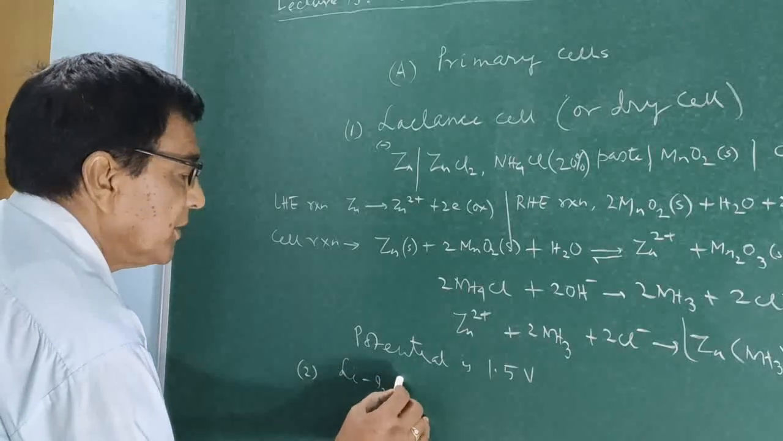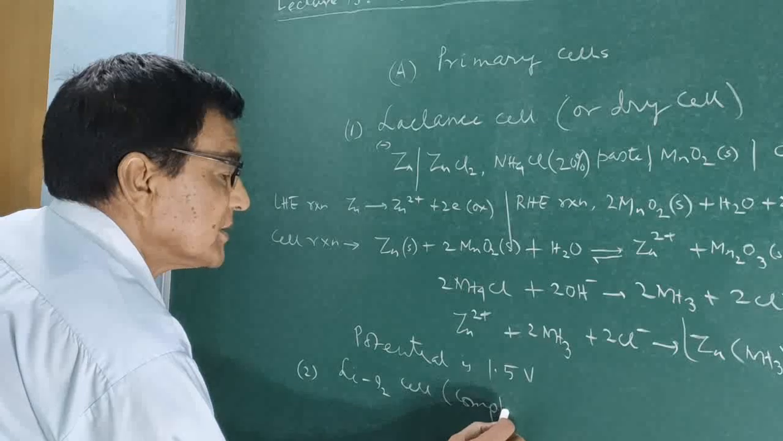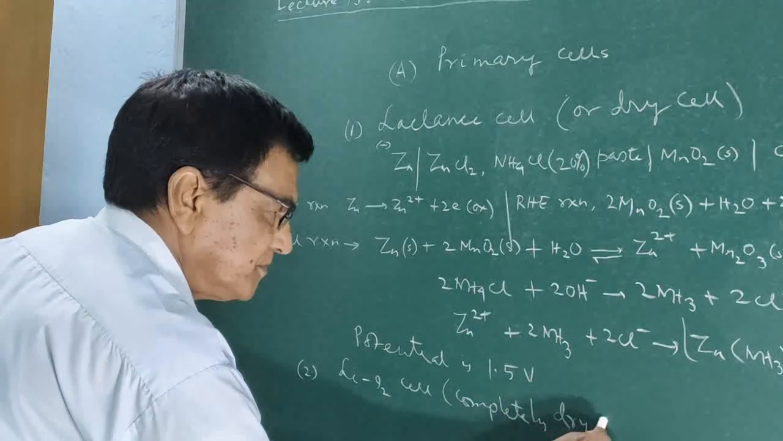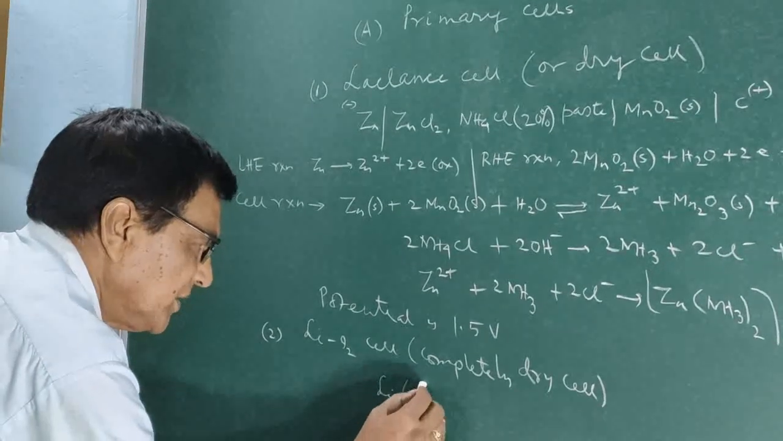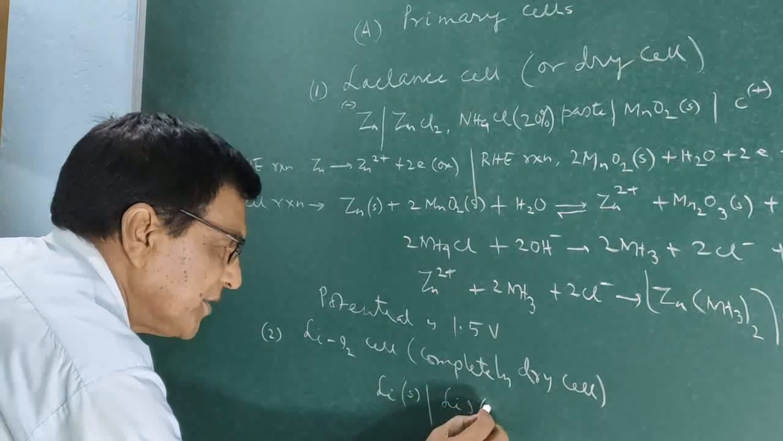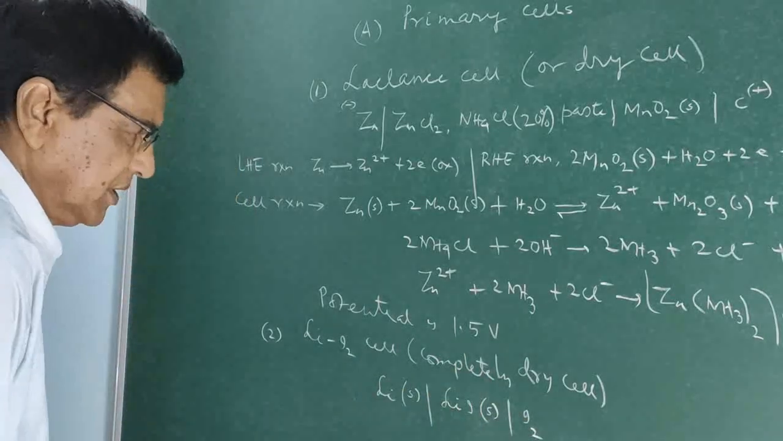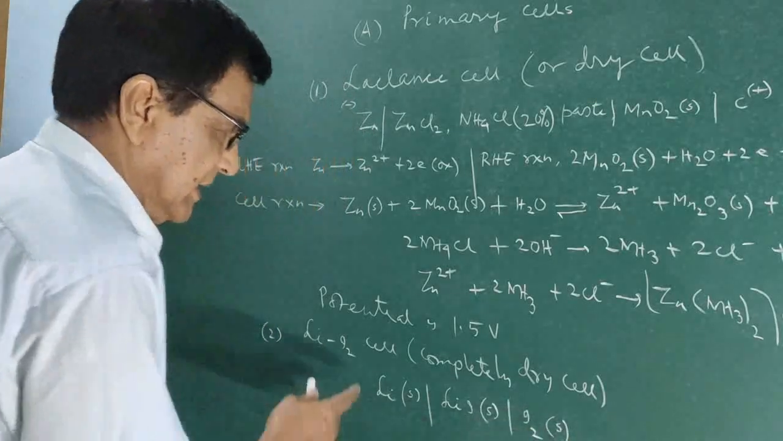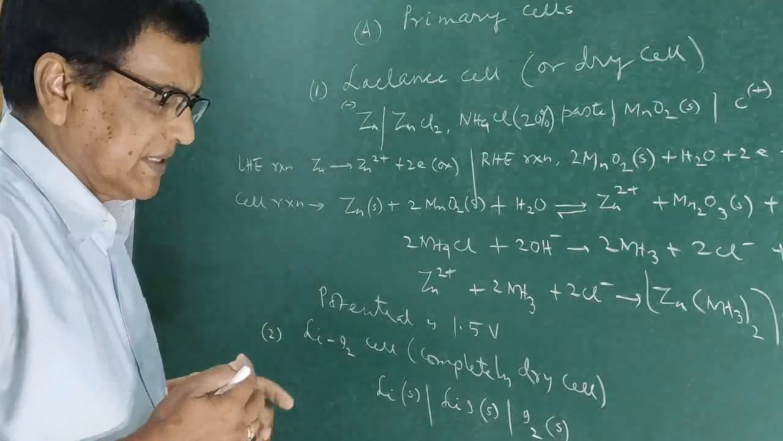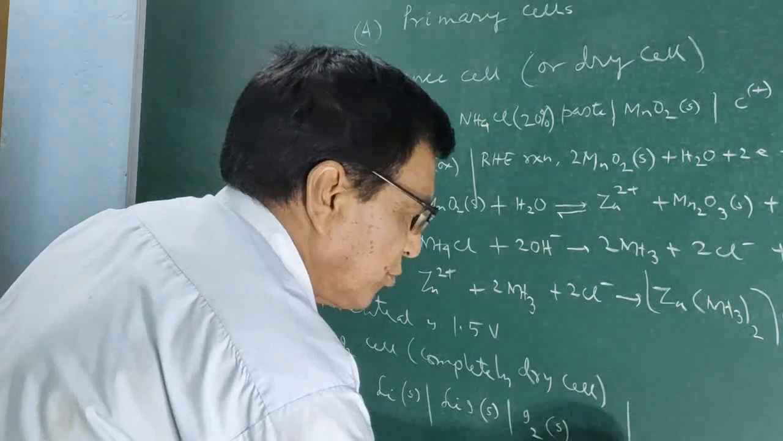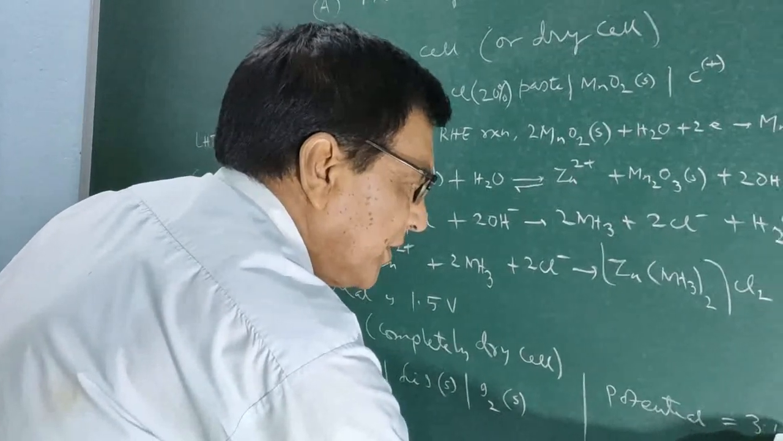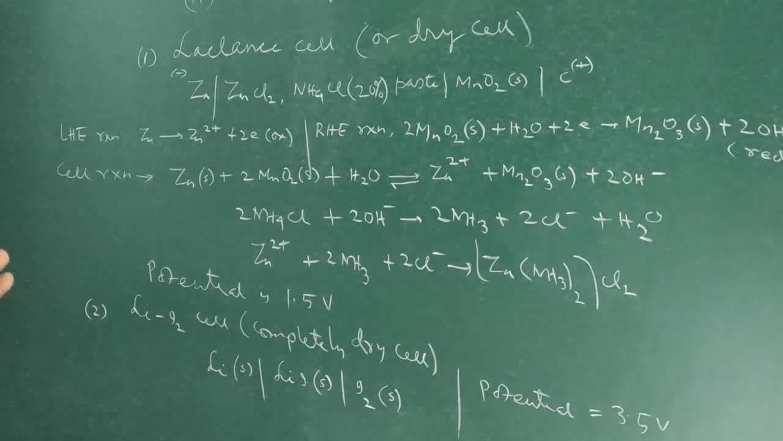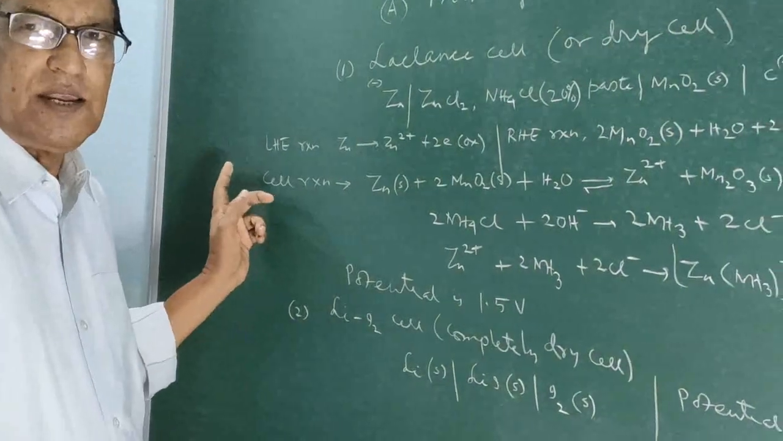And there is the lithium iodine cell, which is a completely dry cell. In this cell representation, here is lithium solid and here lithium iodide, which is also solid, and here iodine, which is also solid. This type of cell is widely used in the cardiac pacemaker, and the potential of this cell is about 3.5 volt, and it is very long lasting and completely dry, no water is present within this cell.